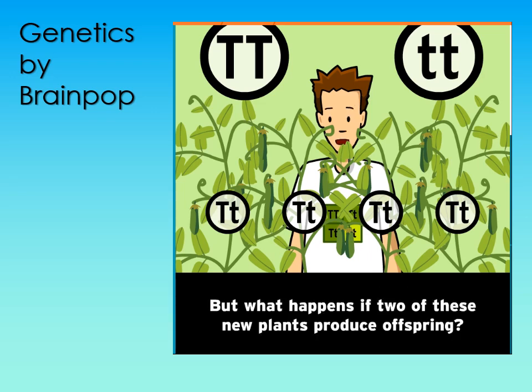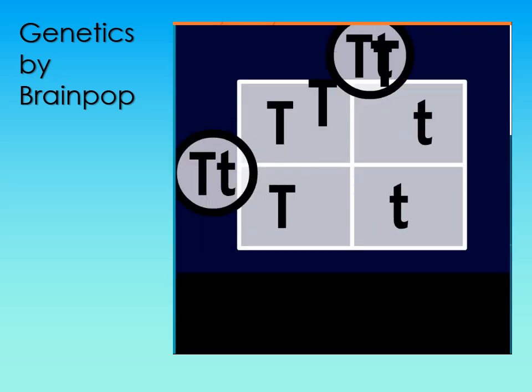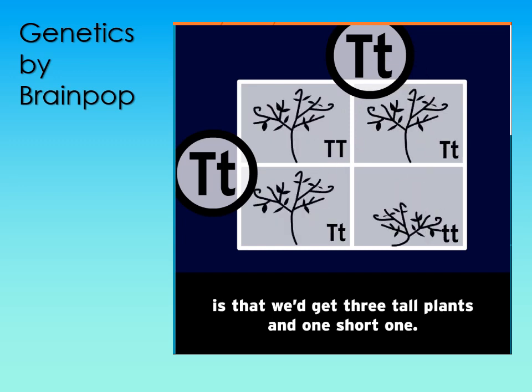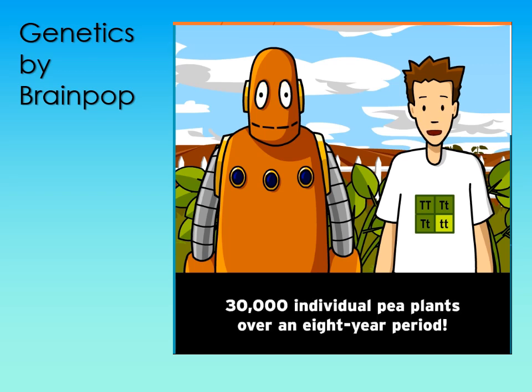But what happens if 2 of these new plants produce offspring? There are lots of ways this could turn out, but the most likely result is that we'd get 3 tall plants and 1 short one. Mendel only figured this stuff out after carefully studying 30,000 individual pea plants over an 8-year period.